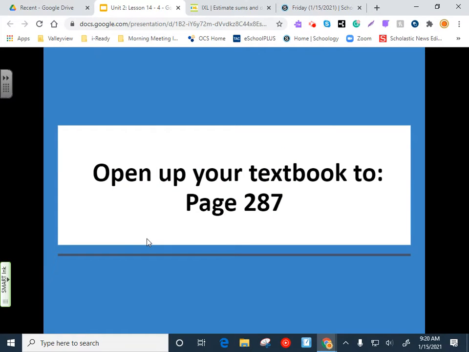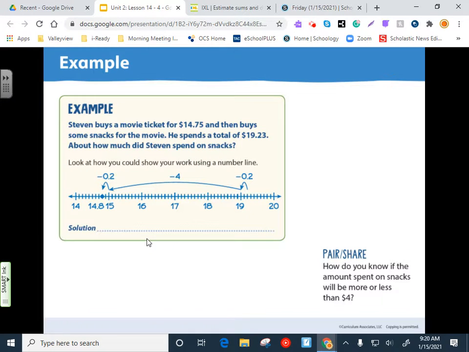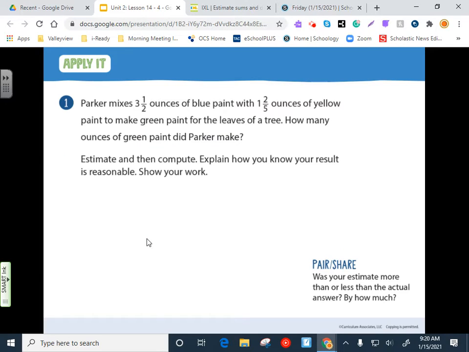It's page 287. And at the top of page 287 is an example that's already solved for you. So we're just going to jump right to question 1. We're not going to do all of these. We'll just do some of these. So Parker mixes 3.5 ounces of blue paint with 1 2/5 ounces of yellow to make green paint for the leaves of a tree. How many ounces of green paint did Parker make?